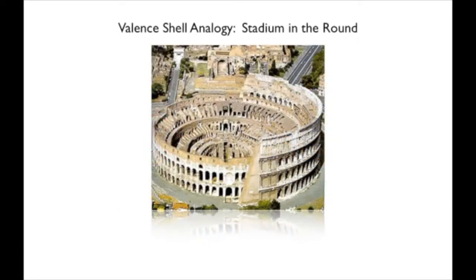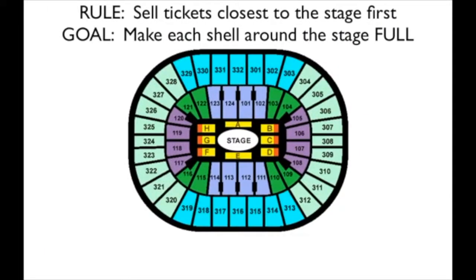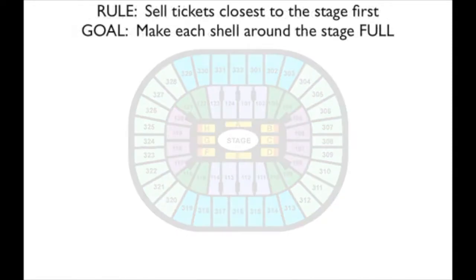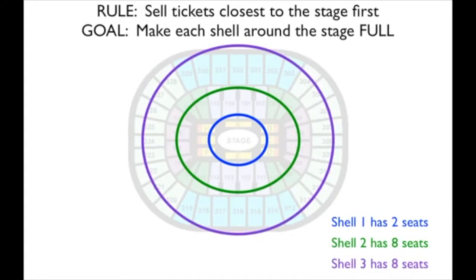My analogy for this is a stadium in the round. So a stadium with a stage inside and spectators all the way around. And of course, we're going to have penguins in there too. So we're going to have a rule and a goal. The rule is we're going to sell tickets closest to the stage first. The goal is we want to make each shell around the stage full of spectators. Now, in our little theater, it's going to be a very little theater. The first shell is only going to have 2 seats in it. The second shell is going to have 8 seats, and the third shell is also going to have 8 seats. So just go with me on this, okay? It's a small, intimate theater.